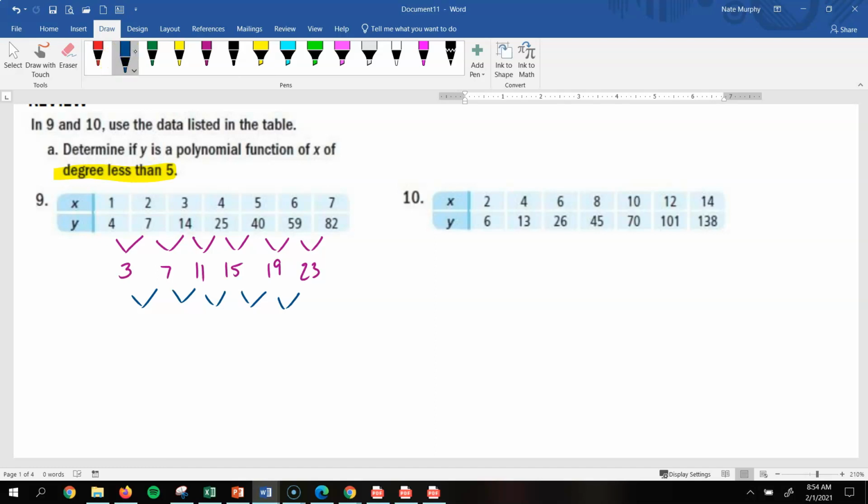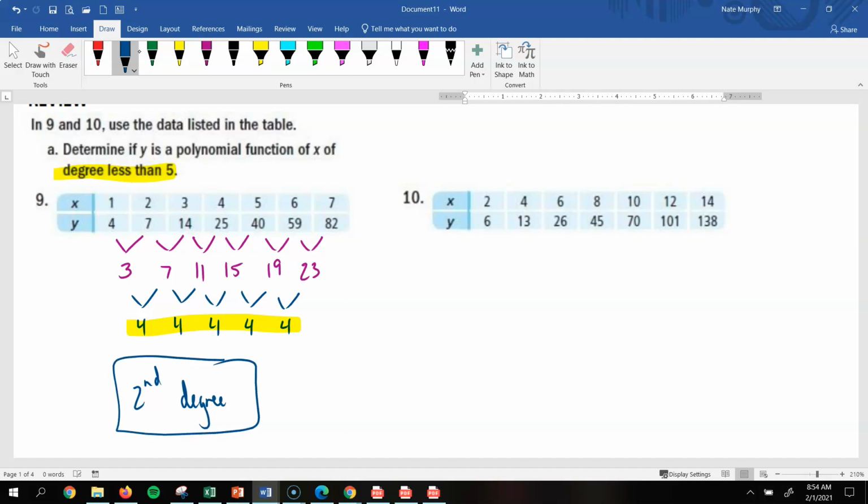So with my second set of differences, 23 minus 19 would be 4. 19 minus 15, guess what? That's 4. 15 minus 11 is 4. 11 minus 7 is 4. And 7 minus 3 is 4. So the fact that all of these are the same difference, and it's a second set of differences, means that this is a second degree polynomial. That would give you all of those values.